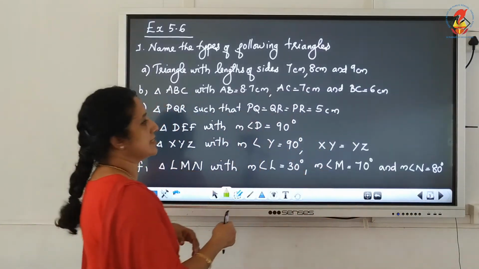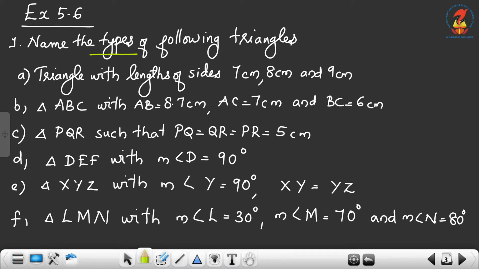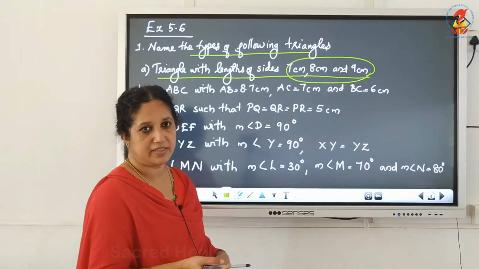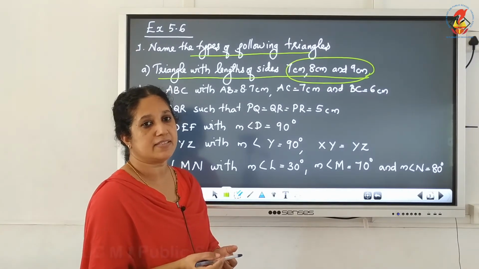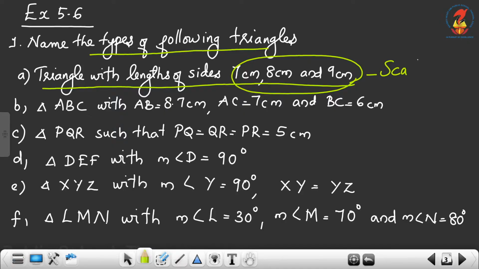Now we will start the exercise. Exercise 5.6. Name the types of following triangles. You have to name it. Triangle with the length of sides 7 cm, 8 cm and 9 cm. So three different measures. If three different measures are given, that means the length of the sides are different. The name of the triangle is scalene triangle.